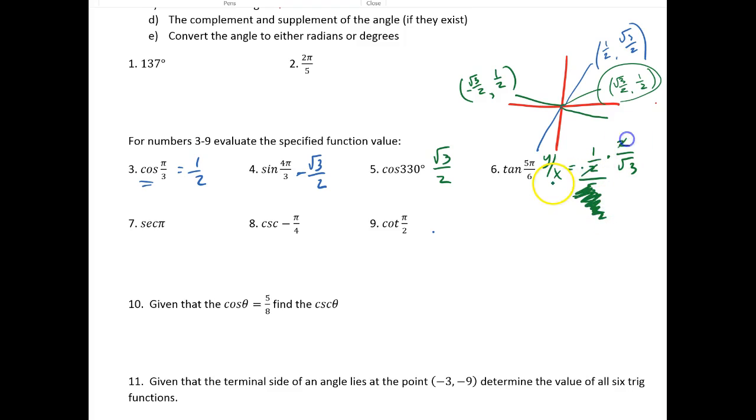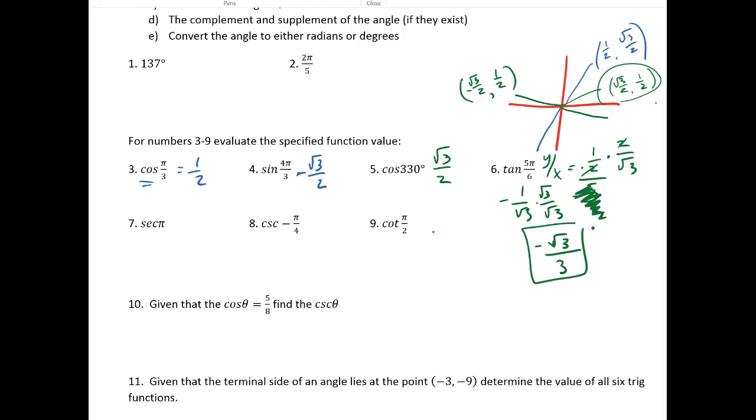So those will cancel, and you'll get a negative 1 over root 3. Now, some of you might leave your answers like this. Others have been trained to rationalize. So if you rationalize, you multiply the top and the bottom by that radical, and that would be a good final answer on number 6.